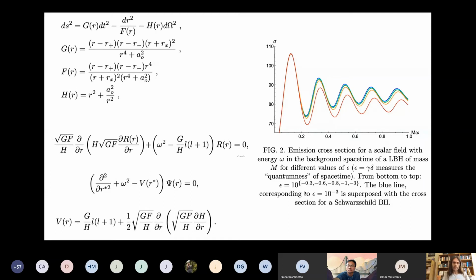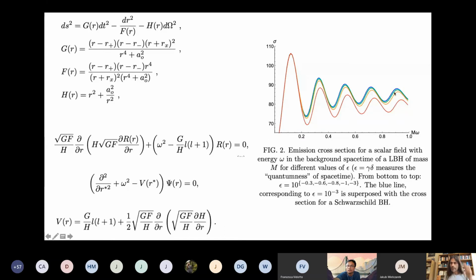So in this situation, you can compute explicitly the scattering equation and the associated potential, which is given here. It's a bit involved because we don't have the same function in front of the dt and in front of the inverse dr. So this is why the calculations are not straightforward. And you end up with this kind of plot.